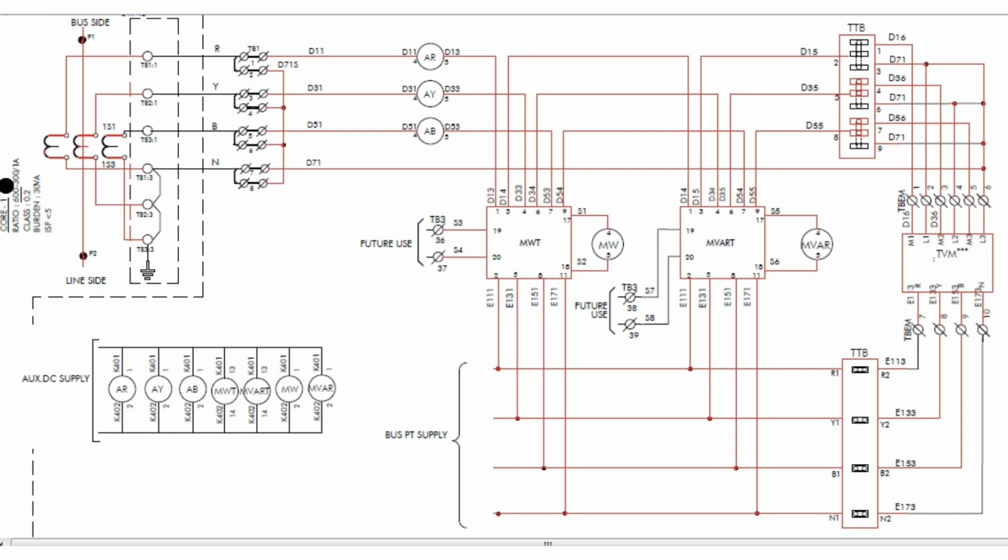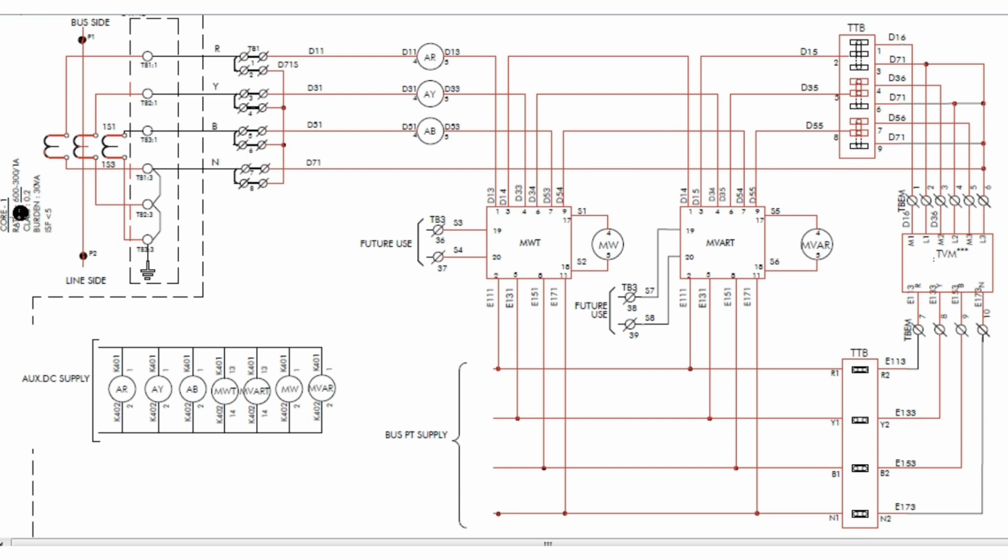So there are two options for the CT ratio. Either you can select 300 by 1 or you can select 600 by 1. There are three terminals in the CT secondary circuit, that is 1S1, 1S2 and 1S3. If we select 1S1 and 1S2, then the CT ratio of 300 by 1 will be selected. And if we select 1S1 and 1S3 terminals, then the CT ratio of 600 by 1 will be selected.